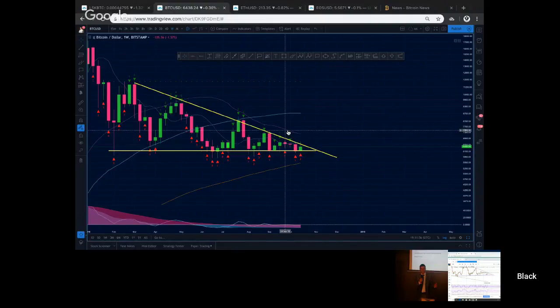On the chart I also added the TD Sequential system. We see now a red 2 above the red 1. So this is a bearish signal for us.